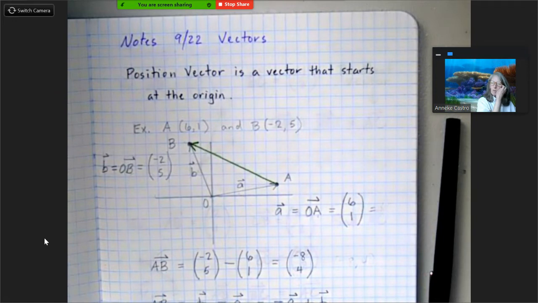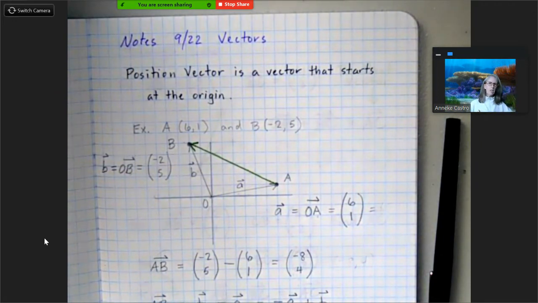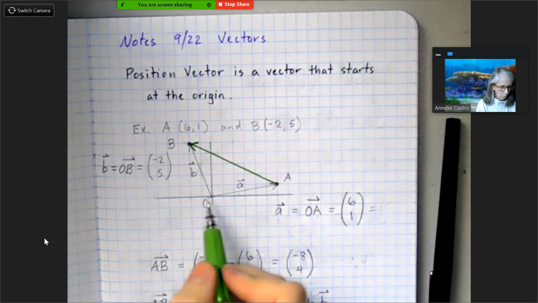Most of the time, we don't really care where the origin is when we're talking about vectors. We're just talking about a shift. How is this point moving from one location to another? How far is it moving left, right? How far is it moving up, down? But if you do have a position vector, then it is tying it to the origin.